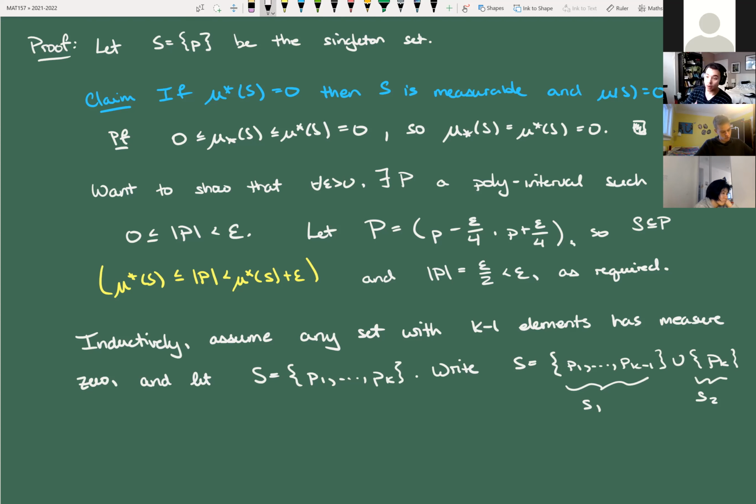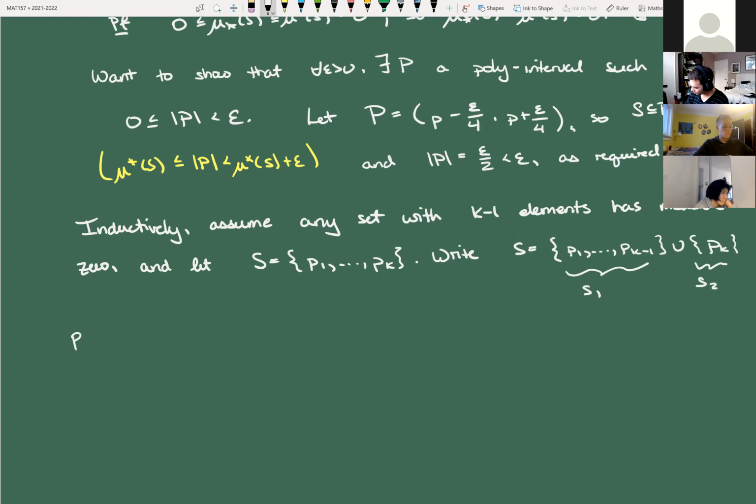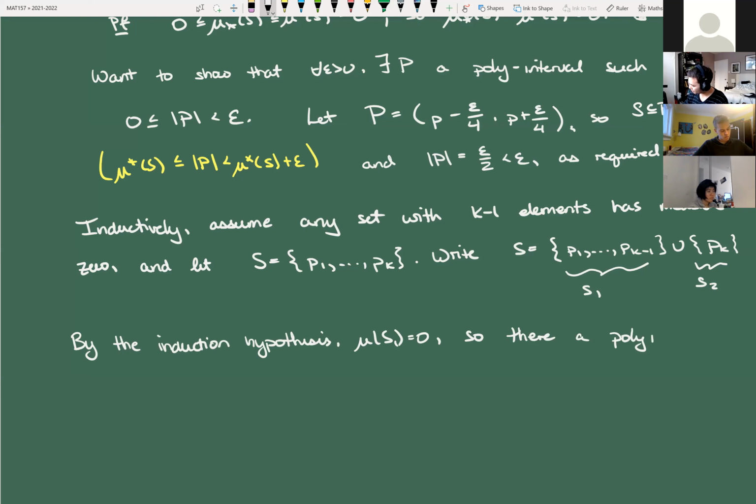Okay, now by our induction hypothesis, S1 has measure 0. So by our induction hypothesis, the measure of S1 equals 0. So there is a polyrectangle or polyinterval, so there is a polyinterval P1 such that it covers S1.